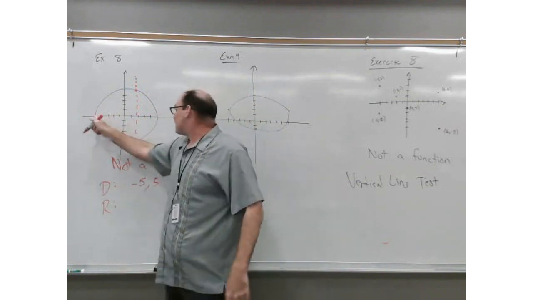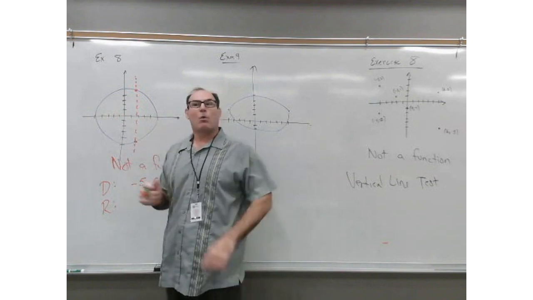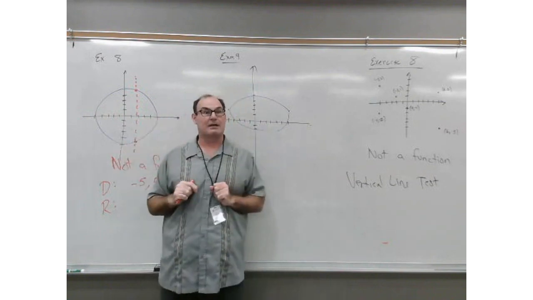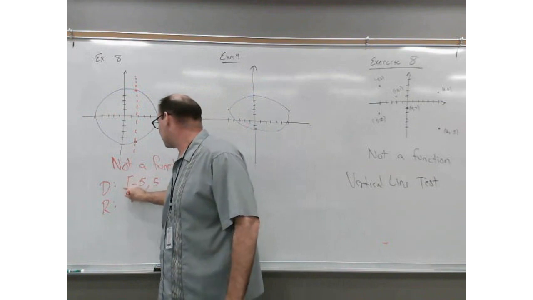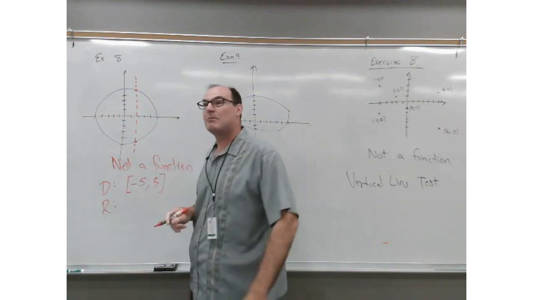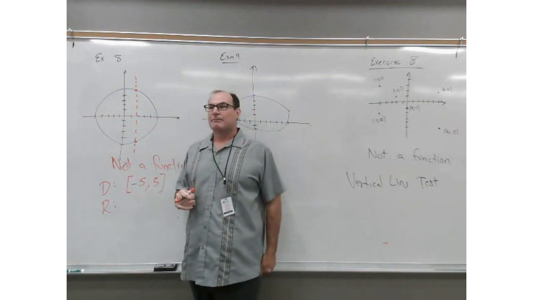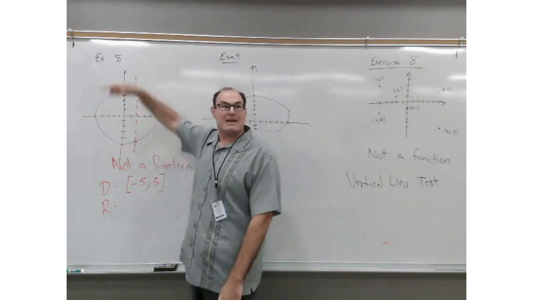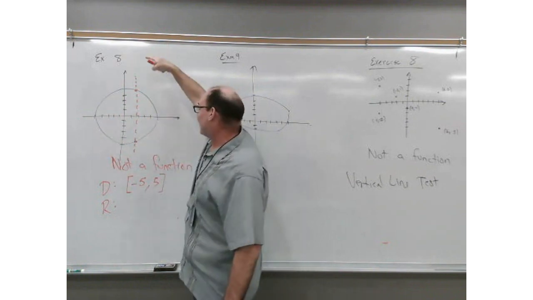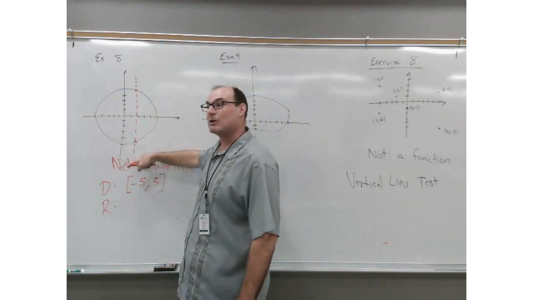Then, since the graph does go through those points, what am I going to put on each end? I'm going to put brackets because the graph goes through it. Fantastic. How about the range when I look up and down now? The range or the y values. So when I look down, what's the lowest y value?